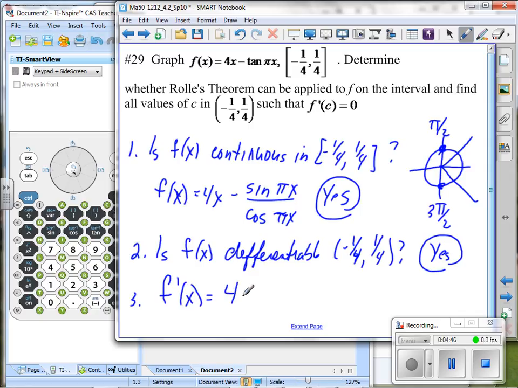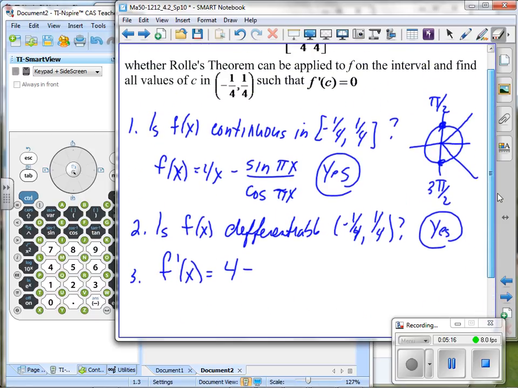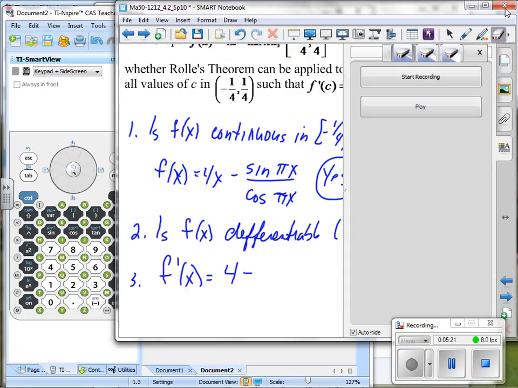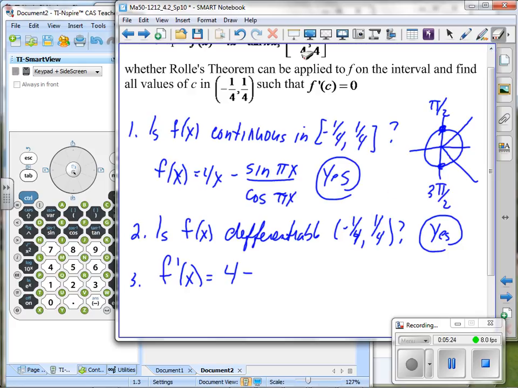So we'd have 4 minus, and if we look at the derivative of tangent, let's see, we've got negative secant squared pi x. Let me break that out. I don't want to just do that in that way for you. I think we need to talk about it here. If we don't get to the next theorem, that's okay.